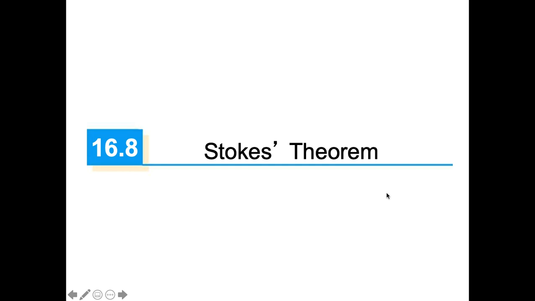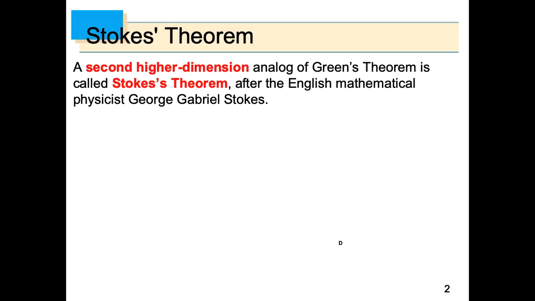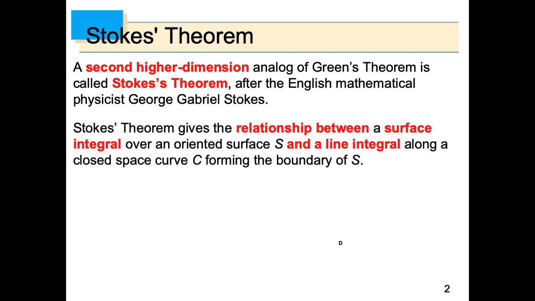Stokes' theorem. In this section, we will investigate a second higher dimension analog of Green's theorem. It's named after the English mathematical physicist George Gabriel Stokes. Stokes' theorem basically gives the relationship between a surface integral over an oriented surface and a line integral along a closed space curve forming the boundary of the surface S.